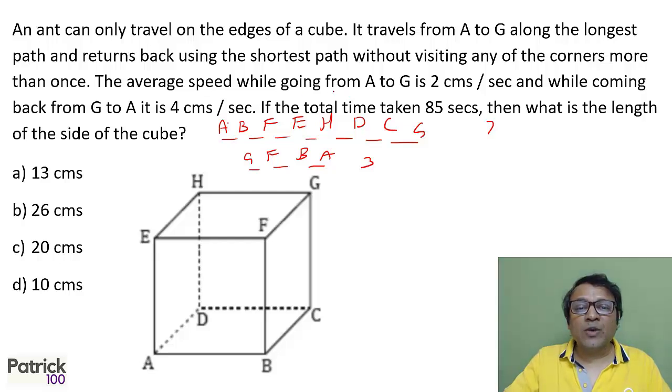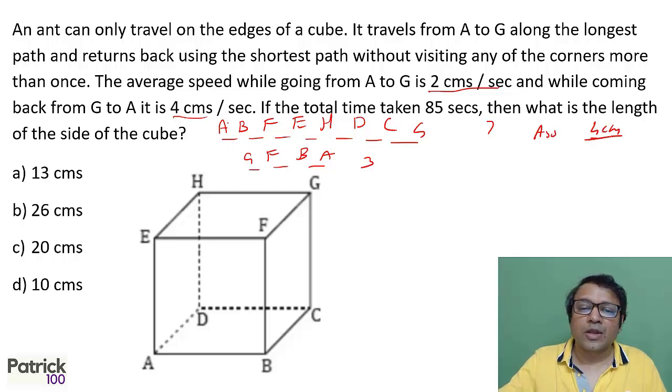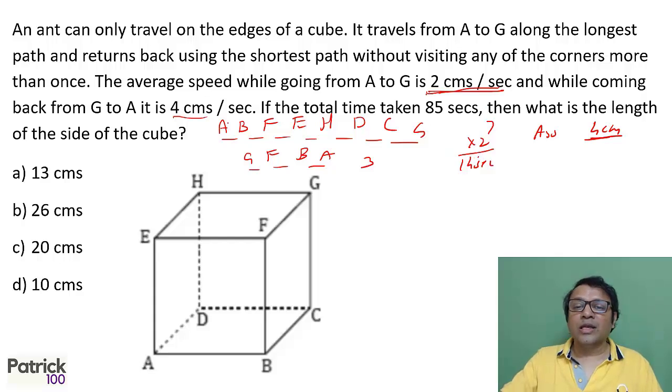The average speed while going from A to G is 2 centimeters per second, and while coming back it is 4 centimeters per second. Just for the sake of it, let me assume that the side is 4 centimeters. While going he takes 7 sides. Each side takes 2 seconds because he travels at 2 centimeters per second. So he will take 14 seconds to go.